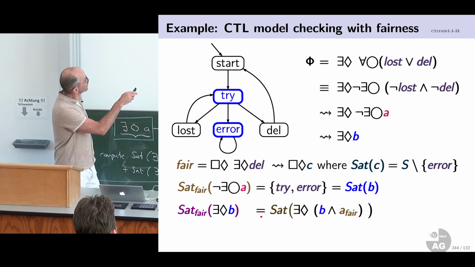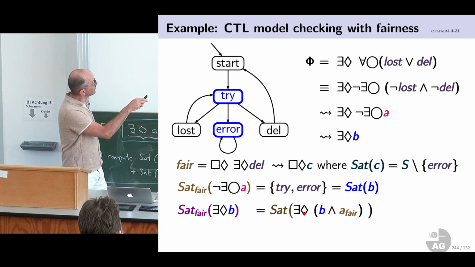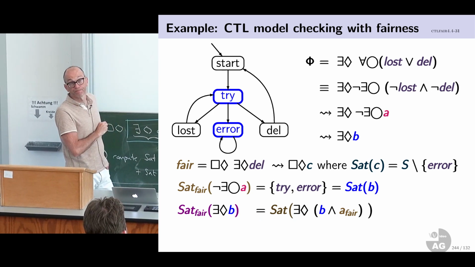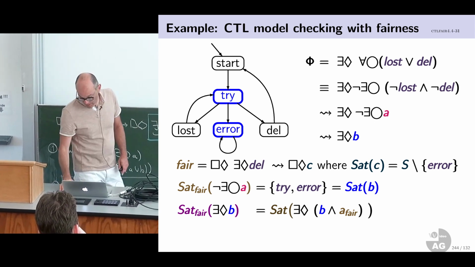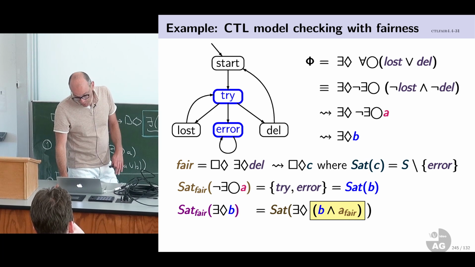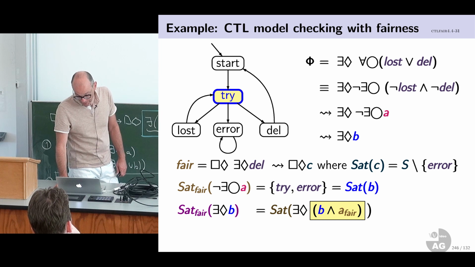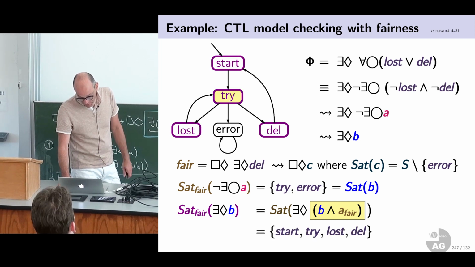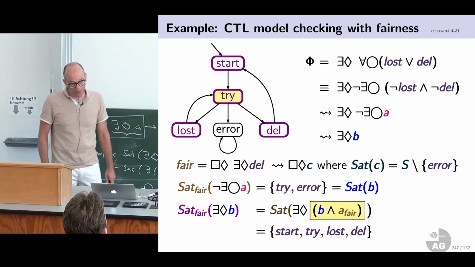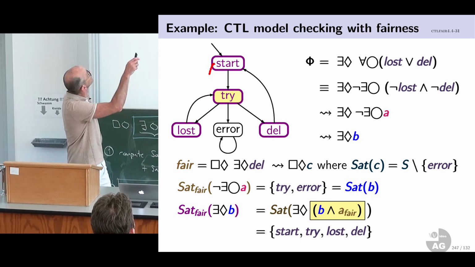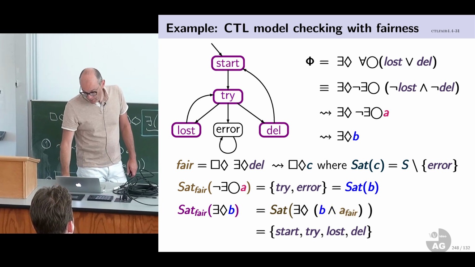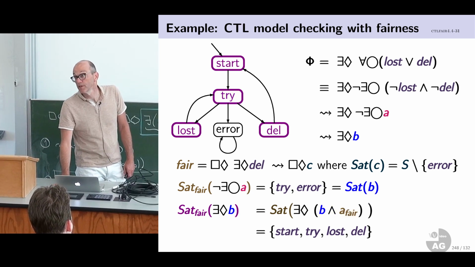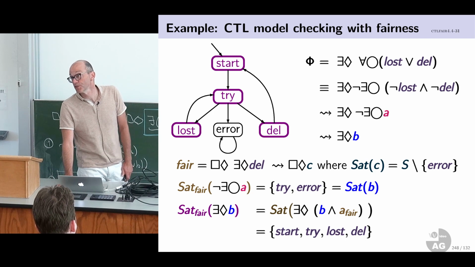That was equivalent to the CTL formula existentially eventually B and fair. Remember, everything was fair except the error state. These were B and A fair. That's only the try state because the error state is not fair. So the question is, does there exist a path eventually leading to the try state? And that's true for those 4 states over here. This includes the initial state, and therefore, after all this work, the transition system satisfies this formula.